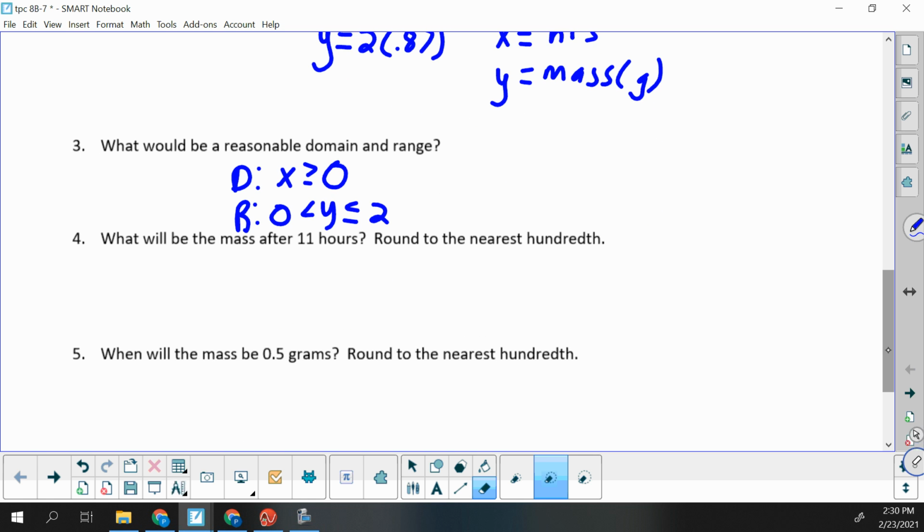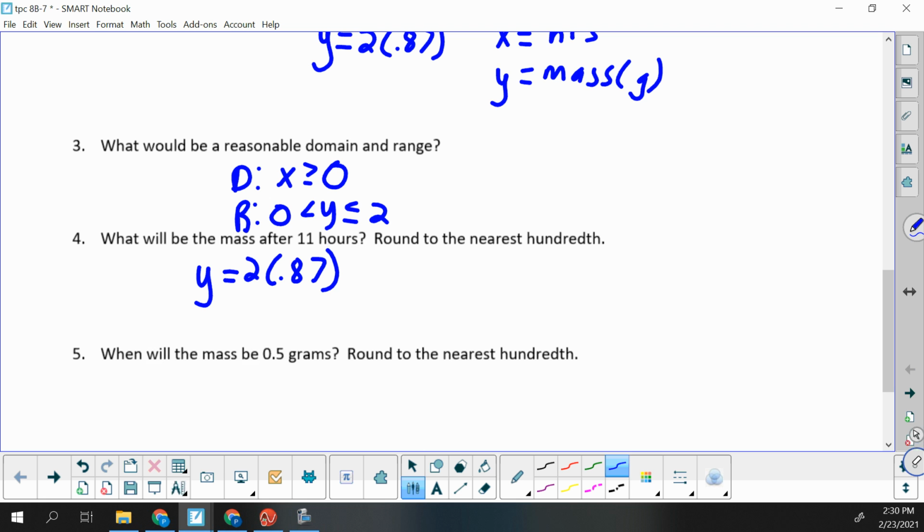So up next, we want to find the mass after 11 hours. Hours was our x value. So we'll have y equals 2 times 0.87 to the 11th. And take a moment to punch that in, see what you get to the nearest hundredth, and make sure to put your label on your answer.